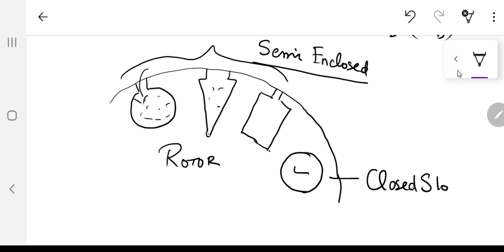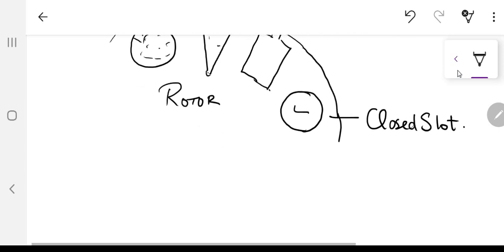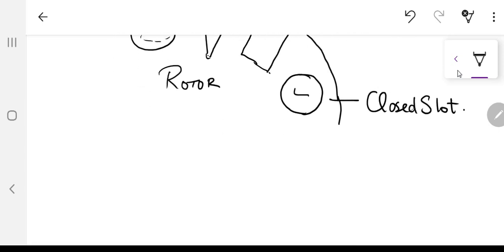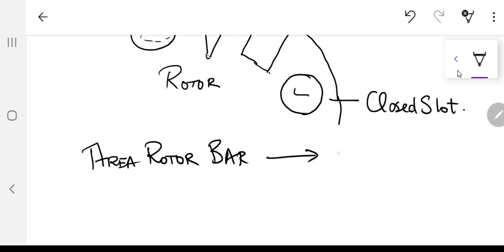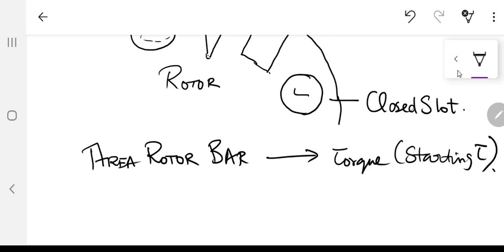So this can be advantageous, and this type of slot is going to be called a closed slot. Now one thing very important: if you are going to use semi-enclosed or closed slots, that's a totally different discussion. But before I go on towards that discussion, the area of the rotor bar is going to have a direct effect on the torque, and especially the starting torque of your machine.